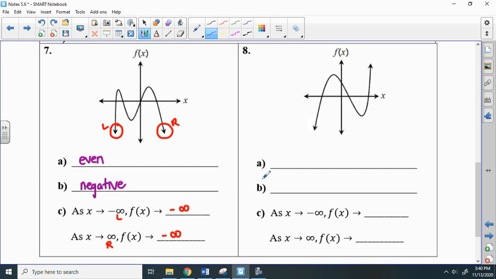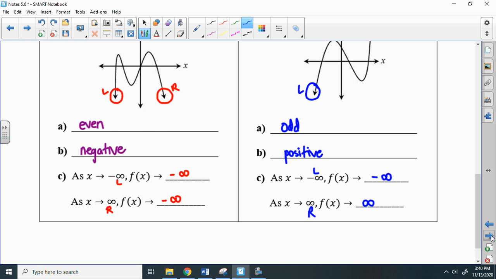Okay, all right, now when I look at number 8, remember this is the left, this is the right. When I look at the left, it is going down, and when I look at the right, it is going up. Well, if these are different from each other, this must have been an odd degree function. And if the negative is paired up with the negative infinity and the positive is paired up with the positive, this must have had a positive leading coefficient. Okay, so hopefully that is something that you can feel comfortable doing on your own.